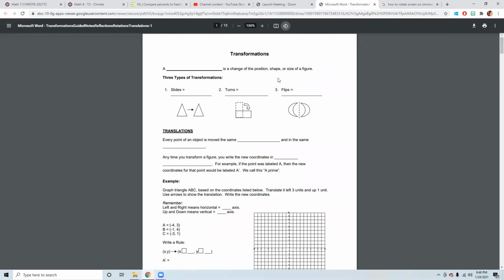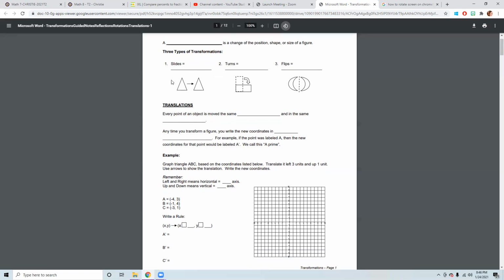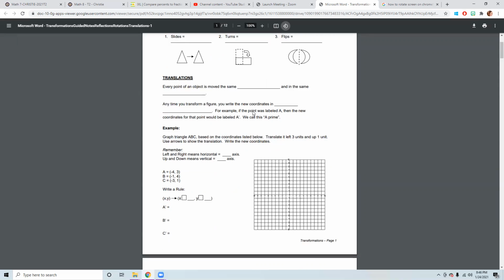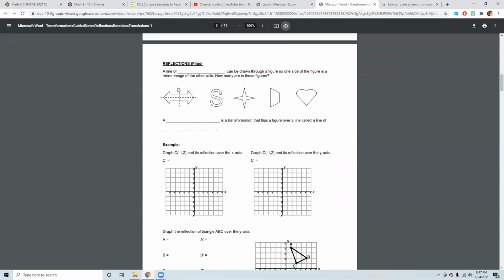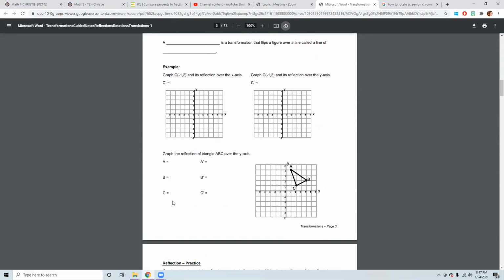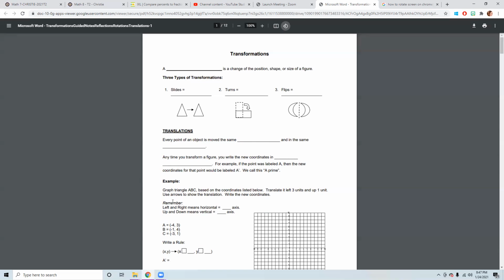same size. We've talked about slides, which is our translations, which we covered in this section here. And that's just when we move the figure left, right, up, or down. We've talked about our flips, which is our reflections down in this section. So that's when it's reflected over the X or the Y axis. And then our last one is going to be turns or rotations, which is what we're going to cover today.